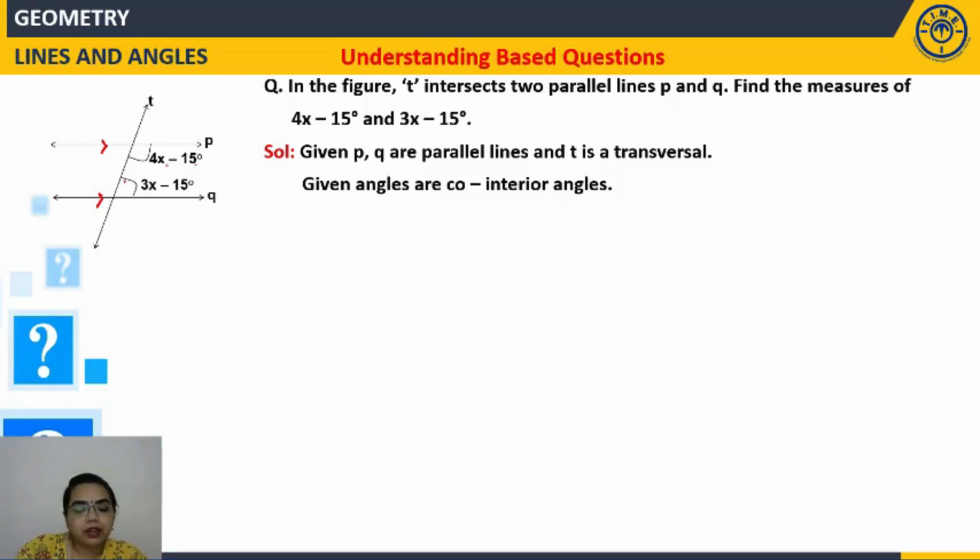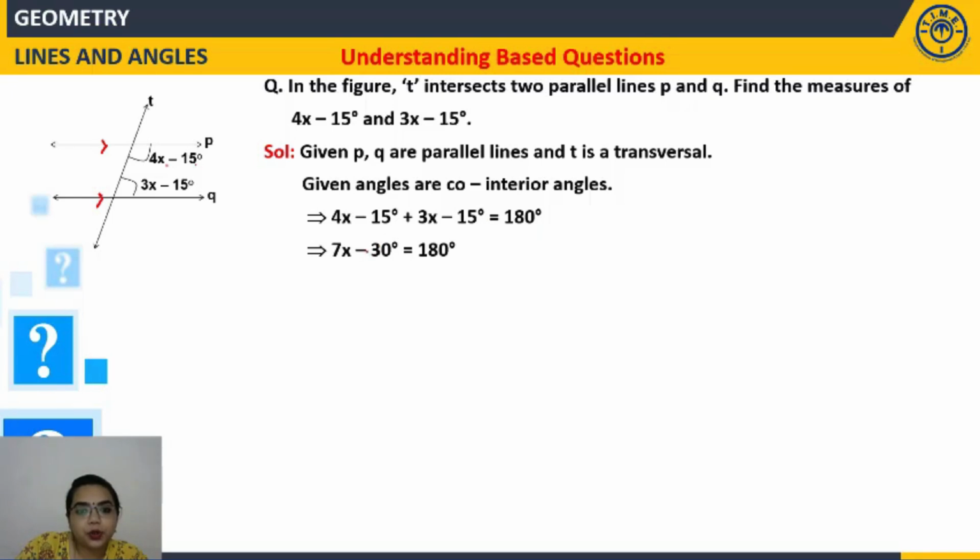Now what did we learn? When you have a pair of parallel lines and there are interior angles on the same side of the transversal, we have learned that these angles are supplementary. Yes or no? So what should we do? You should add these two angles and equate it to 180 degrees. So 4x minus 15 plus 3x minus 15 is equal to 180 degrees. 4x plus 3x is 7x. Minus 15 minus 15 is minus 30. 7x minus 30 is equal to 180 degrees.